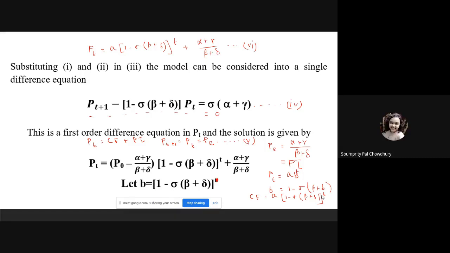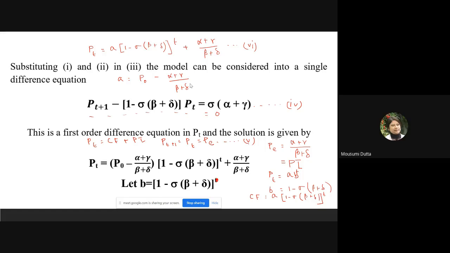If I set T is equal to 0 in equation number 6, what is the value of A? Ma'am, A is P0 minus alpha plus gamma divided by beta plus delta. Yes, ma'am.